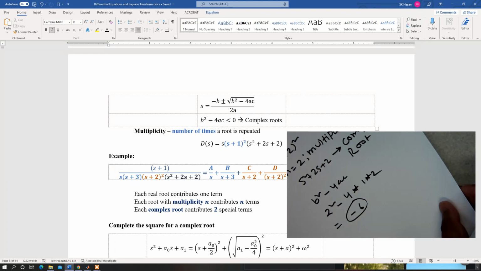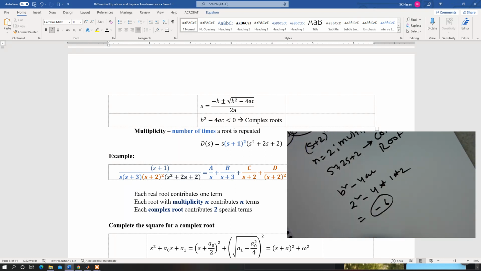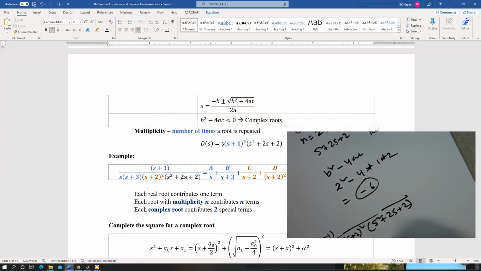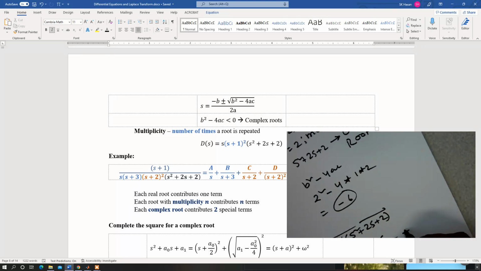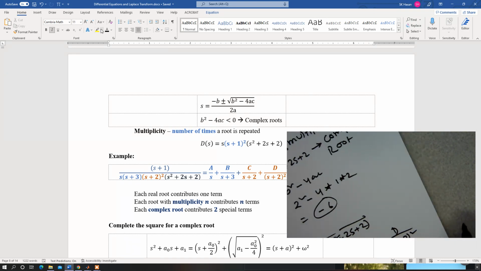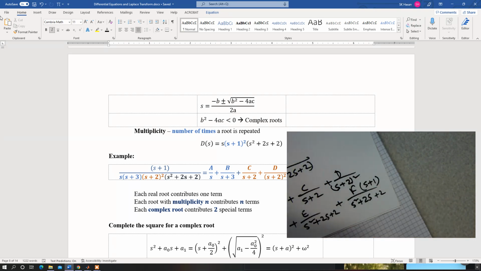So if you have real roots, let me rewrite the whole thing. s plus 1 over s into s plus 3, s plus 2 whole square, into s square plus 2s plus 2. We can write this as a over s plus b over s plus 3 plus c over s plus 2 plus d over s plus 2 whole square plus e over s square plus 2s plus 2 plus f over s square plus 2s plus 2 multiplied by s plus 1.